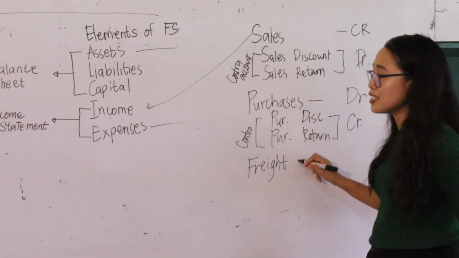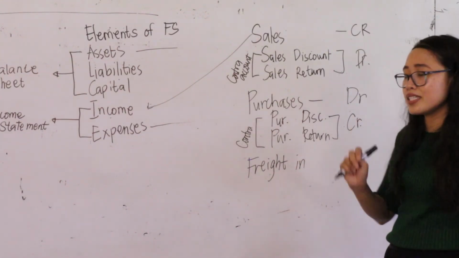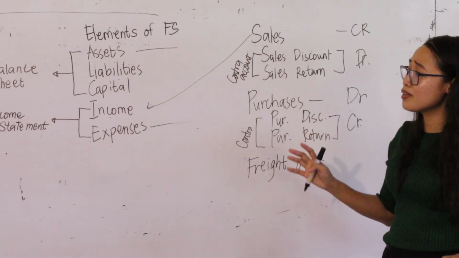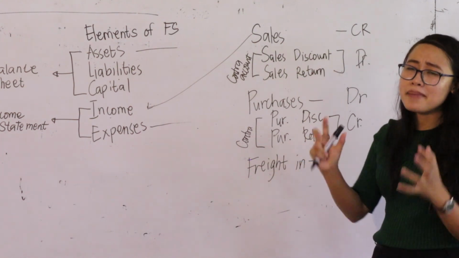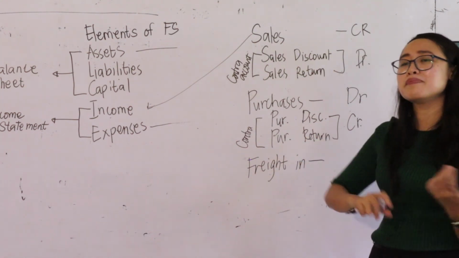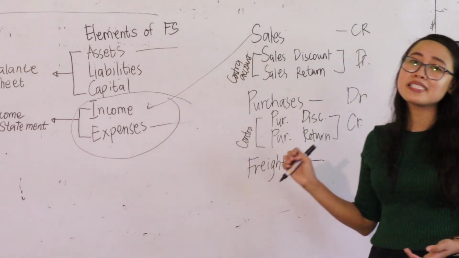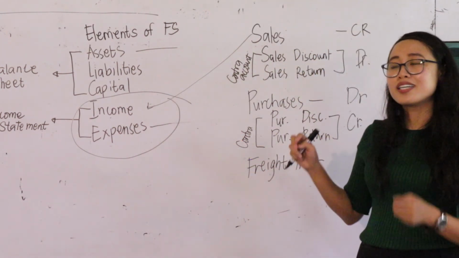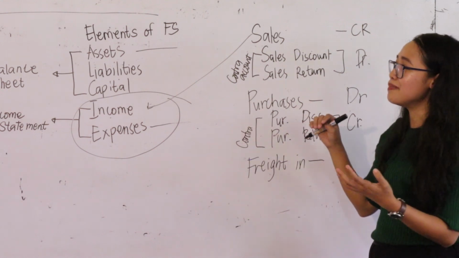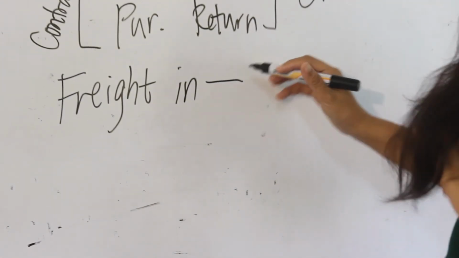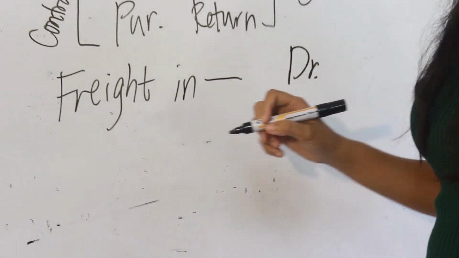And another is what we call freight in. Freight in or transportation in is usually used interchangeably. So transportation in is also an expense. That's why I told you the major difference between service and merchandising lies in the income and expenses, or the income statement elements of the financial statements. So freight in, the normal balance is debit because this is an expense.